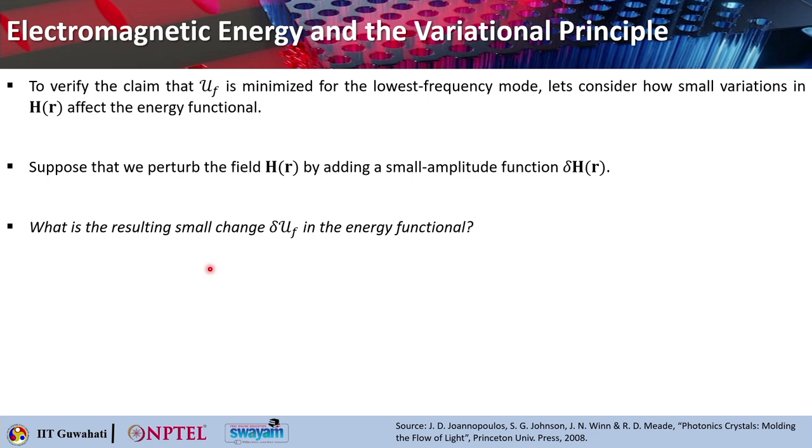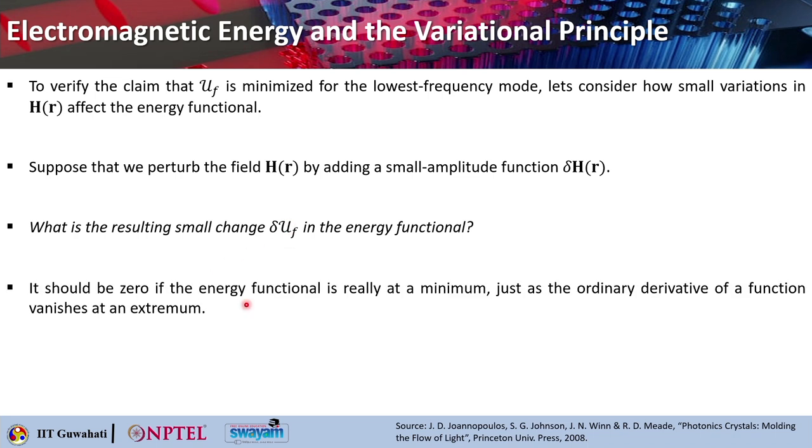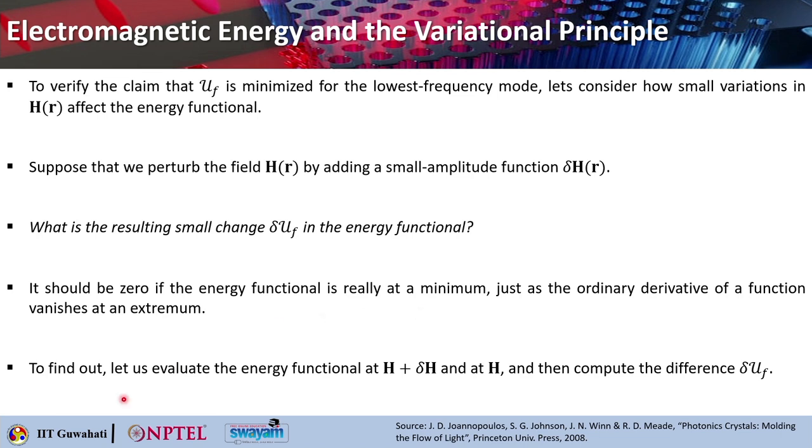So, suppose that we perturb the magnetic field H by adding a small amplitude function, delta H, okay? What is the resulting small change delta UF in the energy functional? It should be 0 if the energy functional is really at a minimum. Thus, an ordinary derivative of a function will vanish at the extremum. To find out, let us evaluate the energy functional at H plus delta H and at H, and then compute the difference, which is delta UF.